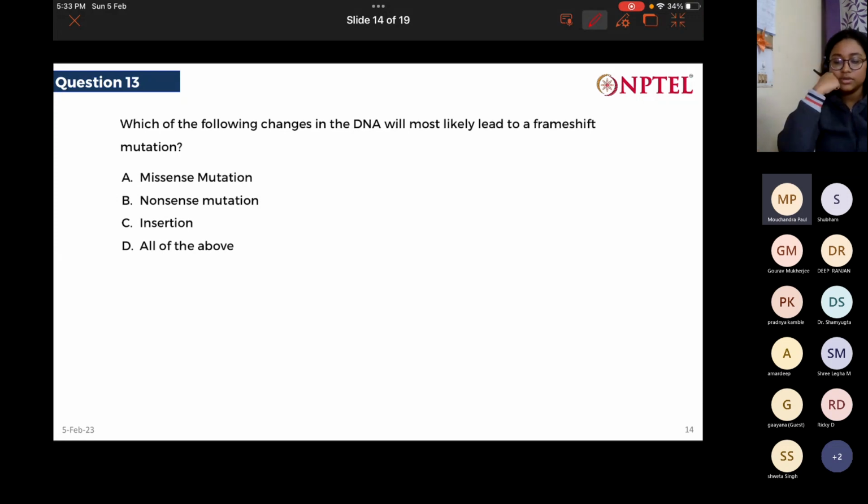Now the next question. Which of the following changes in the DNA will most likely lead to a frame shift mutation? So what do you mean by frame shift mutation? Would anyone like to pitch in on this?